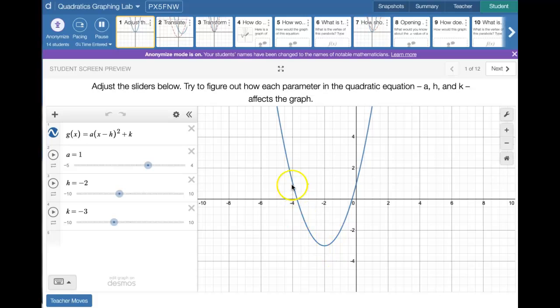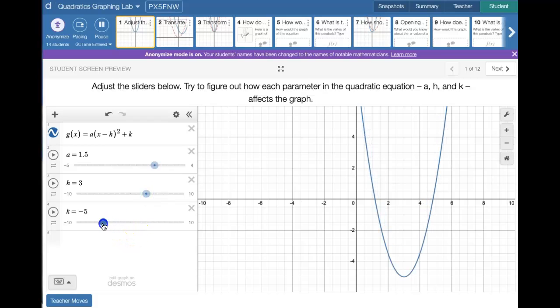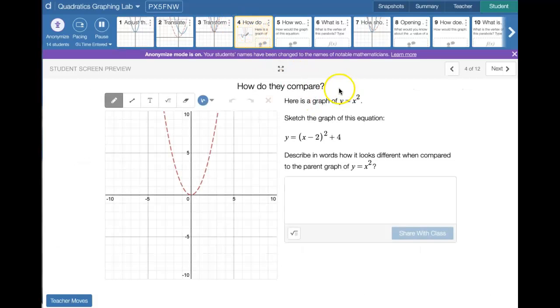the graph of it. For the first 3 slides, the students are just playing around with these sliders where they can see how A is changing the graph, how H is changing the graph, and how K is changing the graph. After they look at those 3 and have a hypothesis that they want to apply, then on slide 4, I have them go in and sketch it, but also describe in words how it looks different from that parent function of y equals x squared.